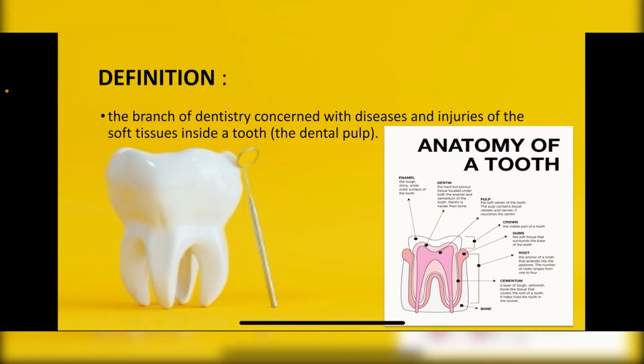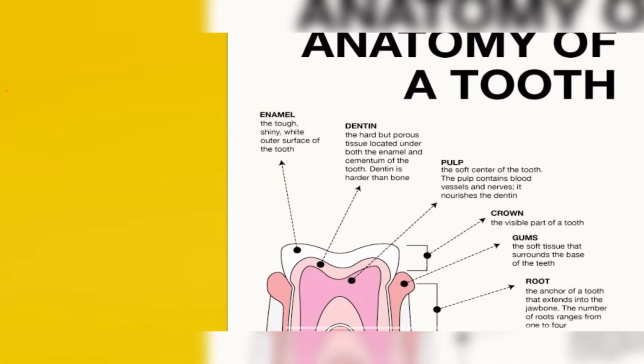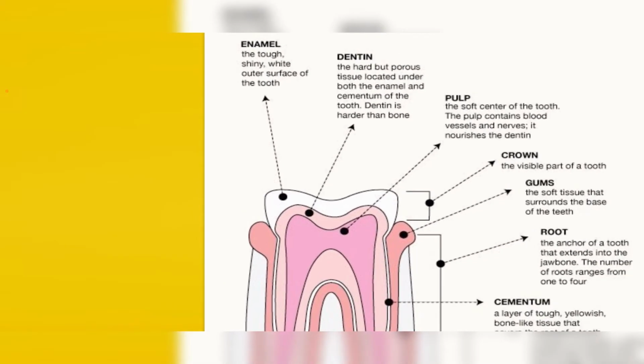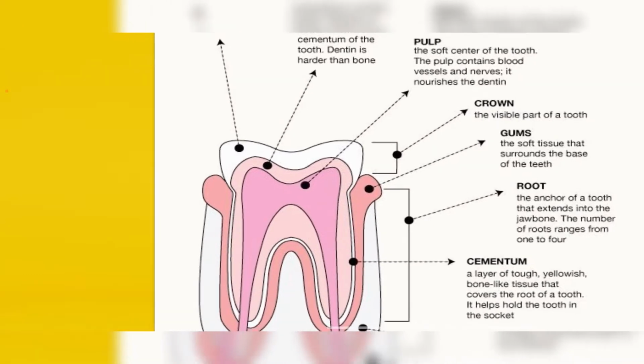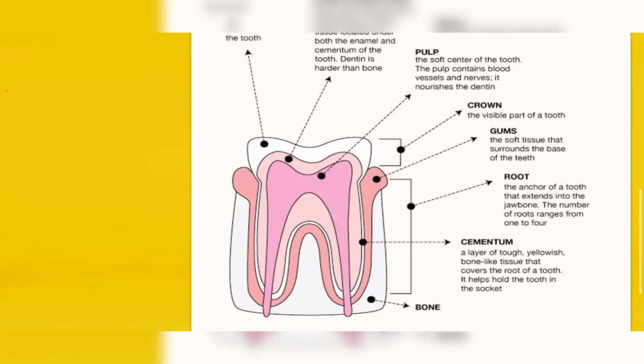Okay, so endodontics is the branch of dentistry concerned with diseases and injuries of the soft tissues inside the tooth, meaning the dental pulp. Just a reminder that the tooth consists of four dental tissues. Three of them are hard: the enamel, dentin, and cementum. The enamel is the tough, shiny white outer surface. Then you've got the orange-pink one, which is the dentin. And then you've got the cementum. These are the three hard ones. And the one deep inside, the pink one, is the pulp, and it is a soft or non-calcified tissue.